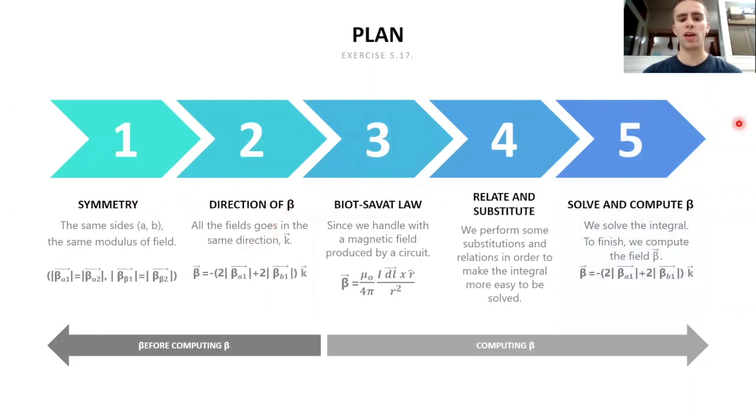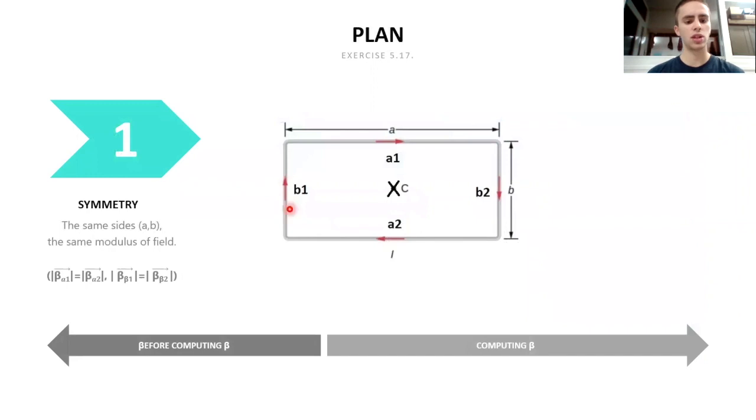Here we have this scheme we have prepared to make the plan clearer, which is divided into two parts: the computation of the field, that is B, and before computing it, the first issue we have to consider will be the symmetry. Why consider the symmetry? Because the figure is a rectangle and the point C is located in the center of the figure. So in a certain way, we have to take advantage of it.